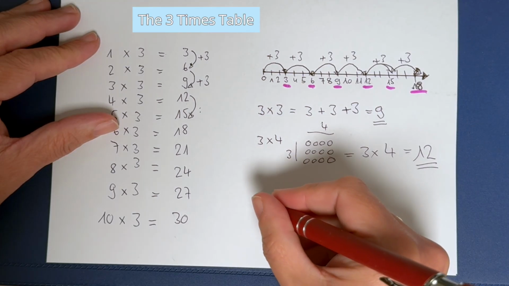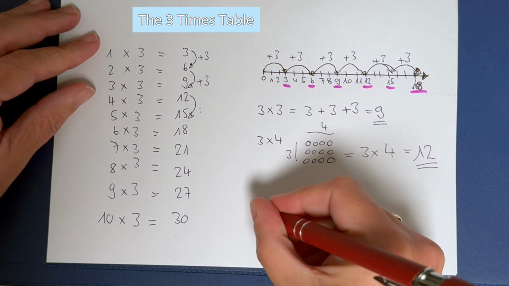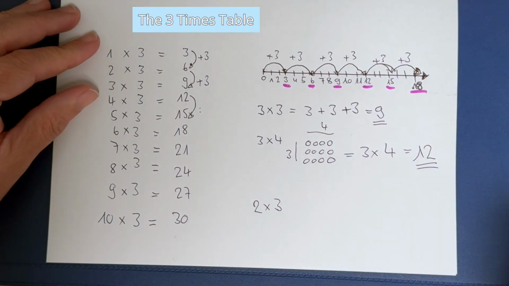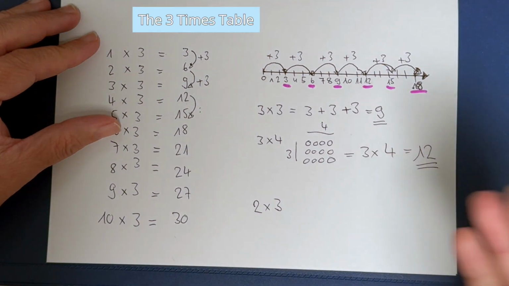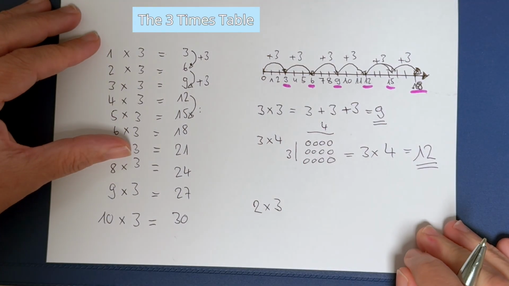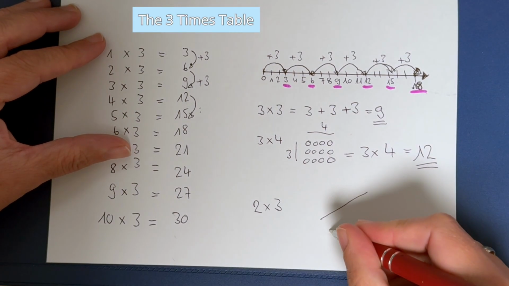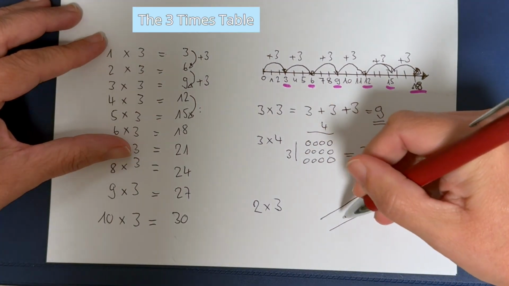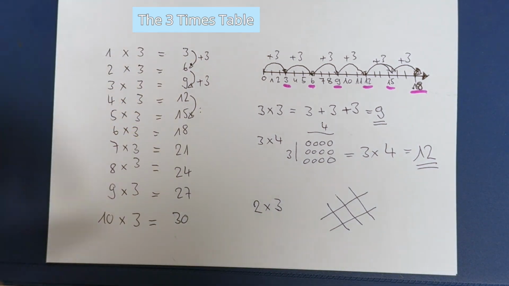But there is another cool way to solve it. Let's say we want to work out 2 times 3, but we do not know the answer yet. One day we will know it by heart, but for now we can use a drawing. We draw 1, 2 lines in this direction. Then we draw 1, 2, 3 lines in the other direction.